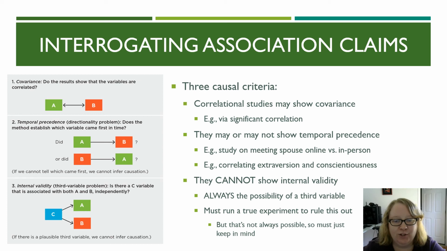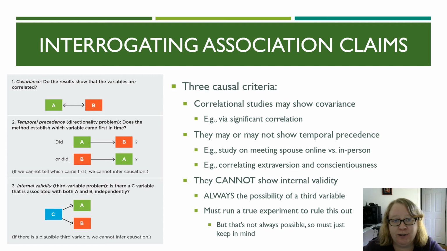So in that case, temperature is causing both of those things independently. It would be a mistake to say that one causes the other of ice cream sales and homicide, because really something else is causing them both. That's the problem with internal validity and correlations. You never know what a third variable might be.